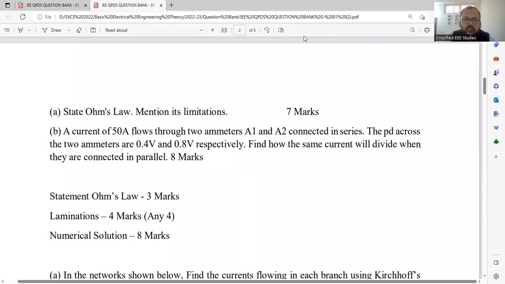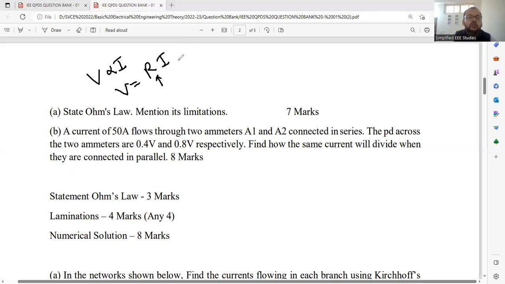So another important question you can see: state and explain Ohm's law. You have to elaborate the statement properly. In an electrical circuit, the voltage is directly proportional to the current flowing through the circuit, provided the temperature and the pressure remain constant. That means all the physical parameters remain constant. So V is proportional to I, V is equal to a constant into I. This constant is called resistance.